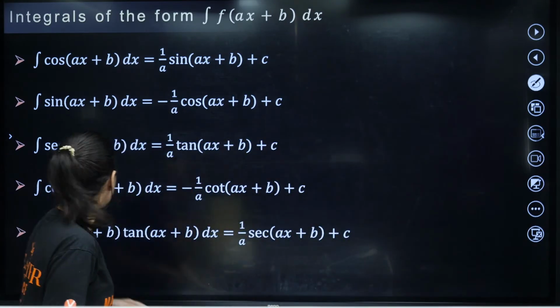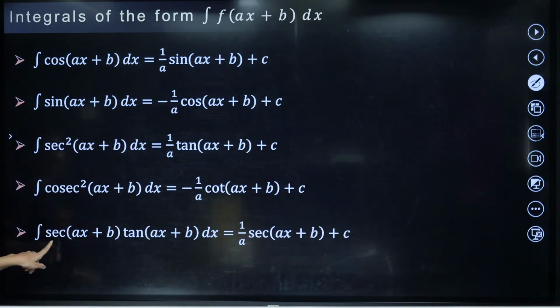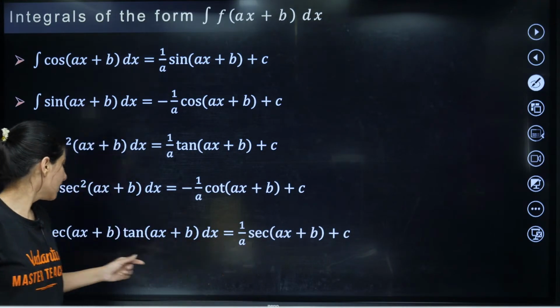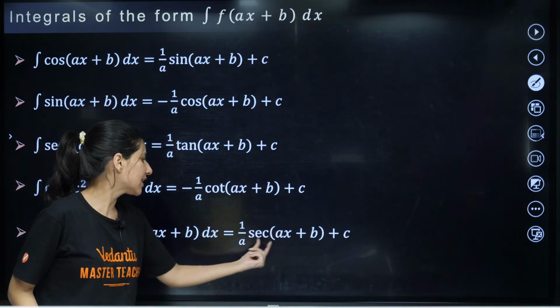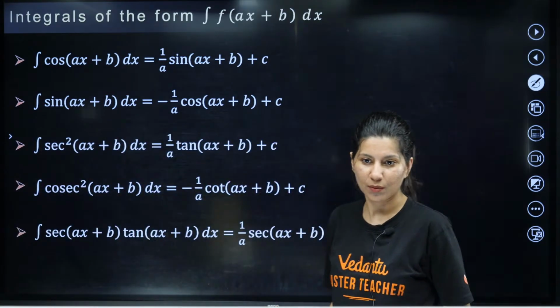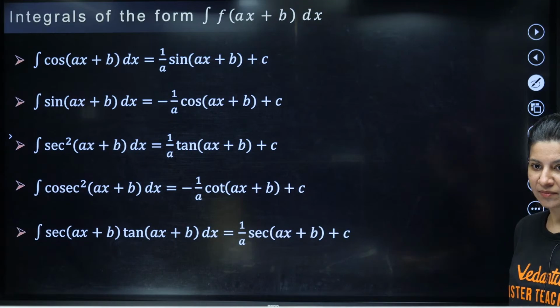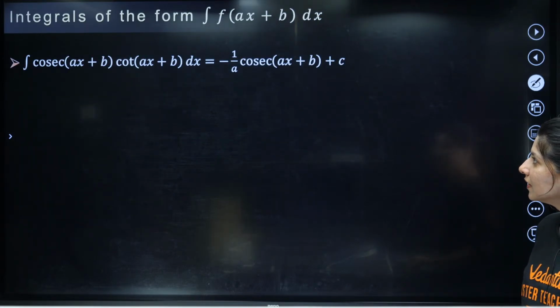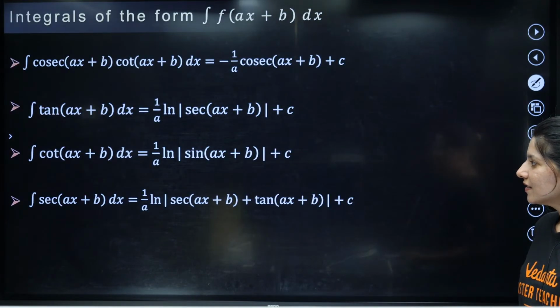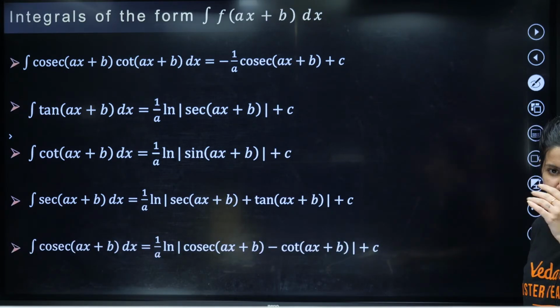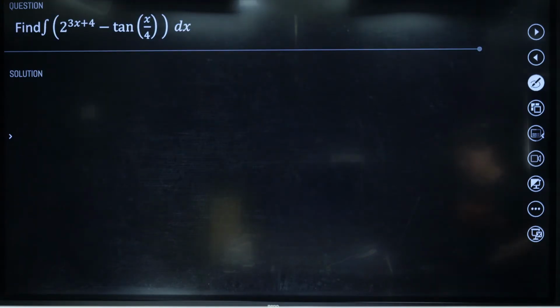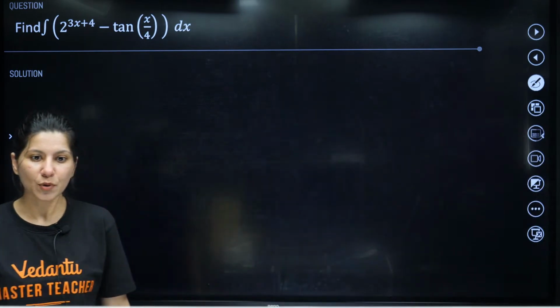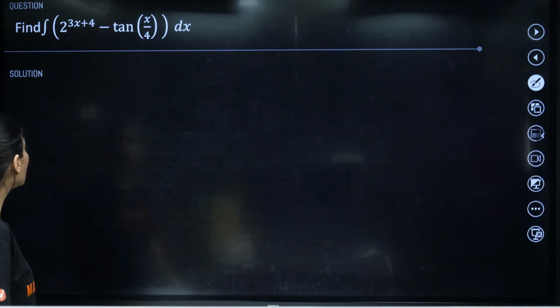The integration of sec x tan x is what? Sec x. So the integration of sec ax plus b tan ax plus b is sec ax plus b upon a. There are some more you can see. It's just the same concept with different things. Okay, let's do some problems on this. Are we ready for the problems?